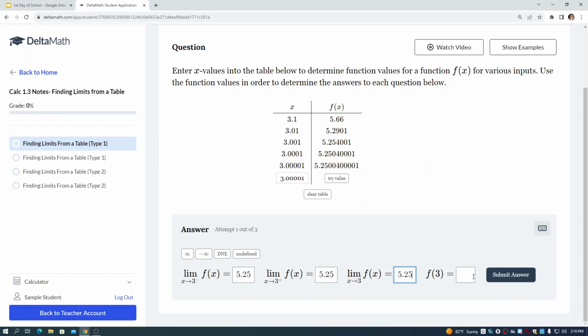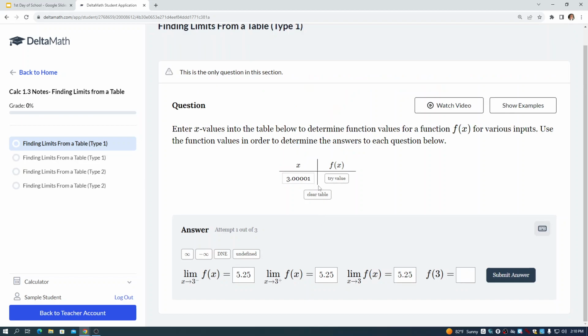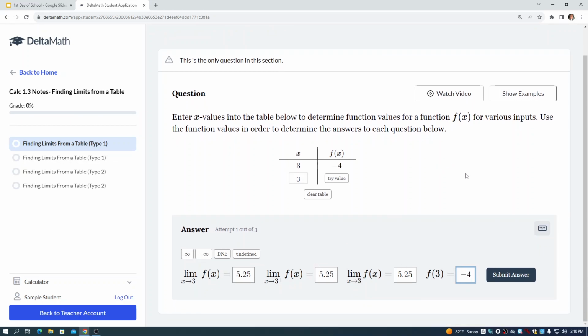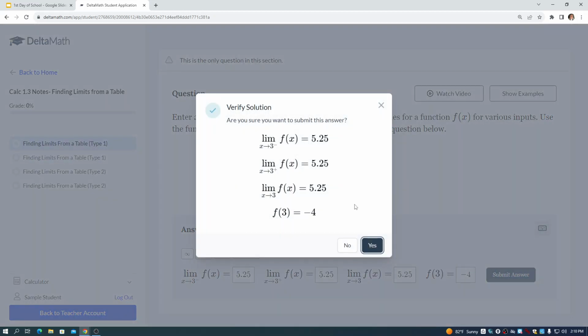It exists. Well, then to find f of 3, I'm just going to clear this out and simply put in 3, and it'll tell us that the y value is -4. So what's happening with this graph is that it's got a smooth continuous curve, but I guess at 3 there's a hole because this y value, that's the actual point, does not exist where the curve is happening. So we'll submit that.